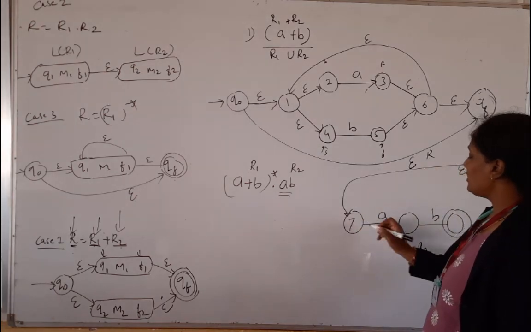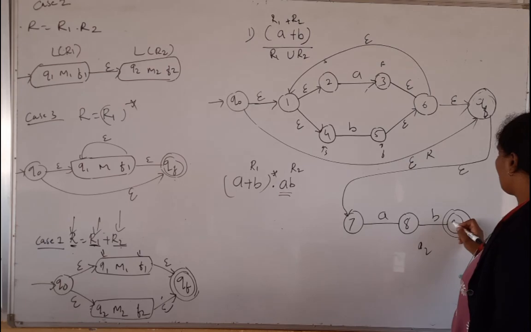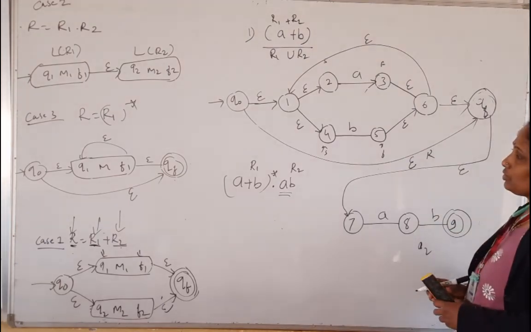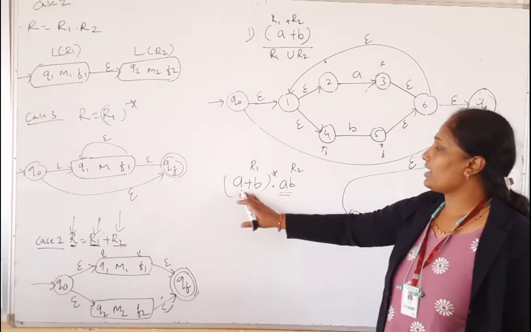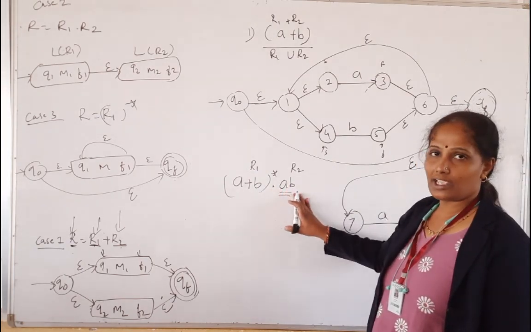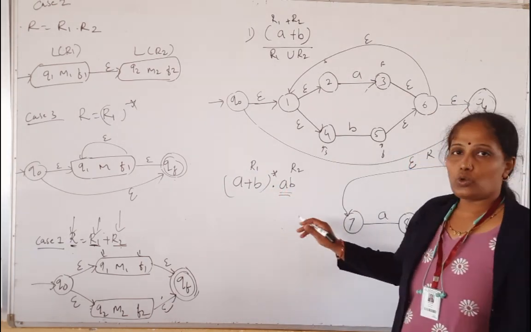So I am going to name these 7, 8, 9. So this is a finite state machine to accept (A plus B) star dot AB. I hope you understood this.